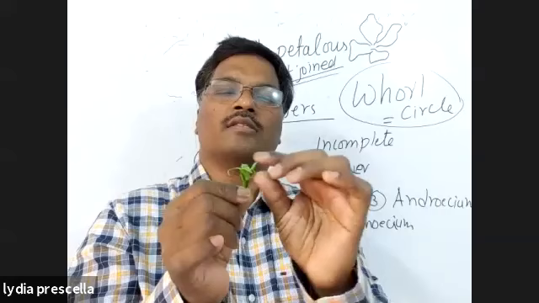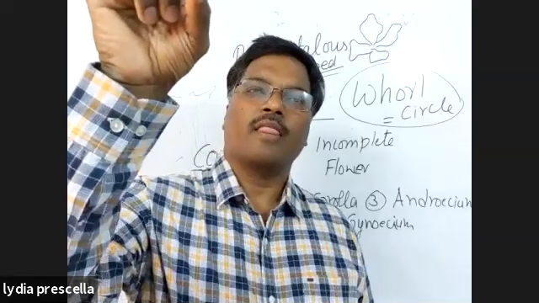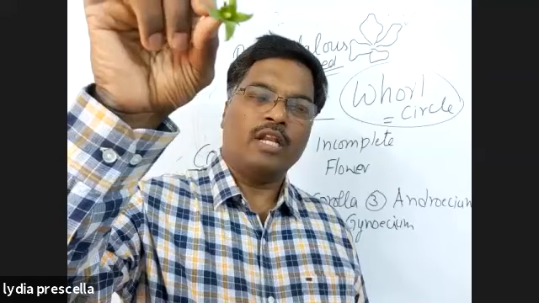Are separate from each other like this. This corolla is separate from each other. So it is called polypetalous. Polypetalous and this.